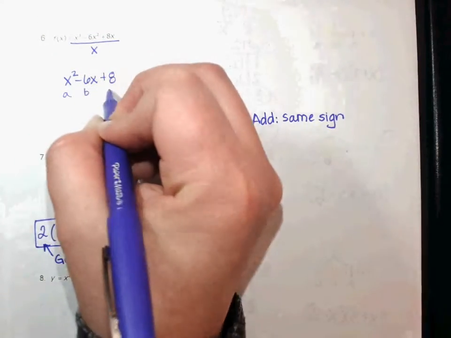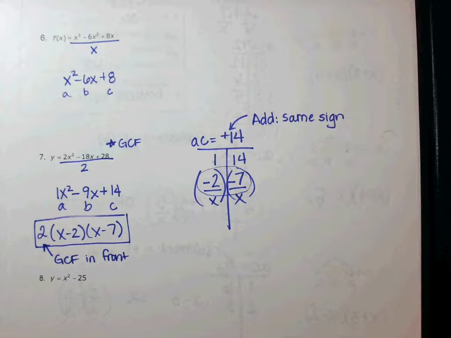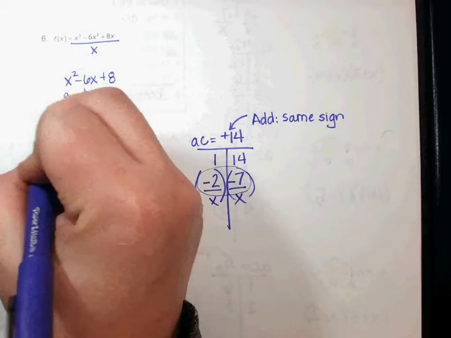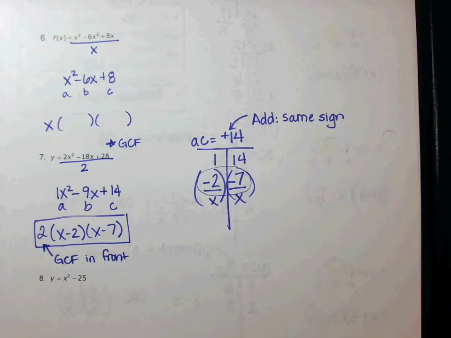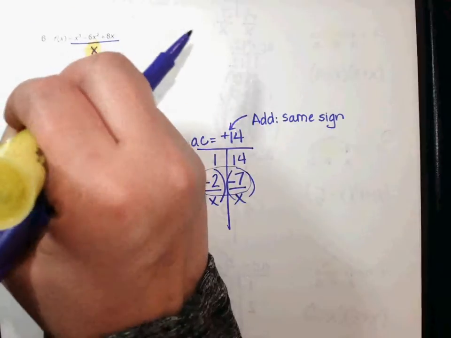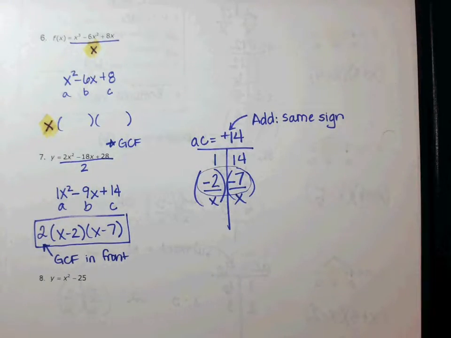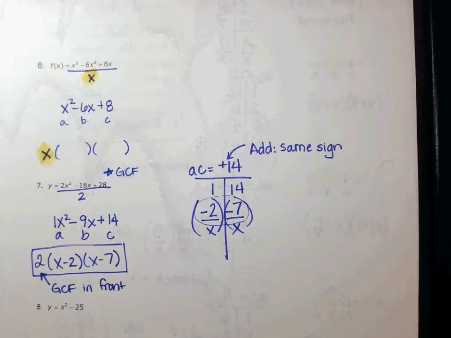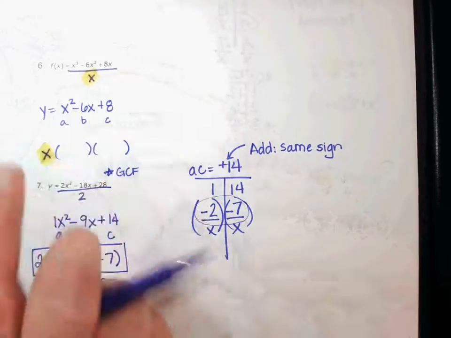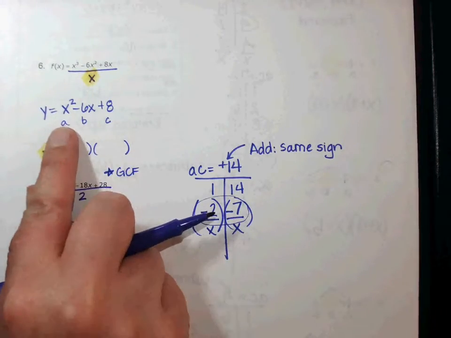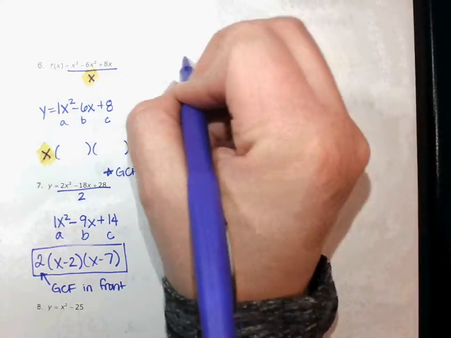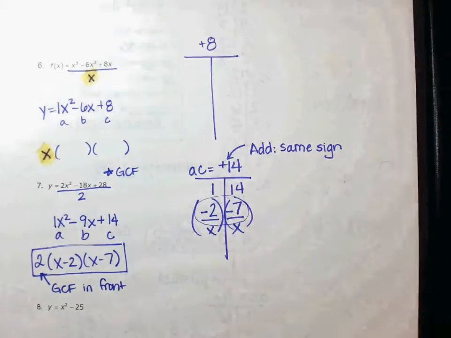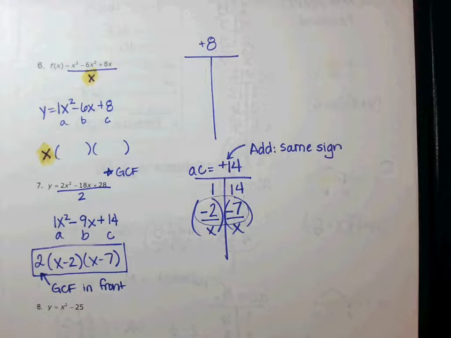A, B, C. Now, to help me remember not to forget about that x, this is what I'm going to do next. X, parentheses, parentheses. Okay, because remember that this x doesn't just go away. It has to reappear in the front of your parentheses. So let's set up our T. Remember that we're using these letters right here. My A is a 1, my C is an 8. What is 1 times 8? 8. Notice that it's a positive 8. What are my factors?